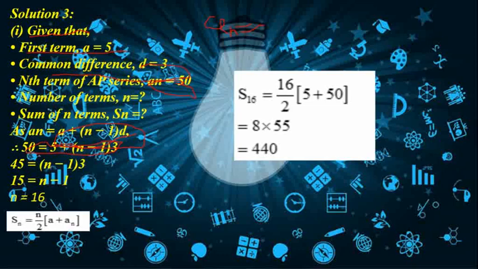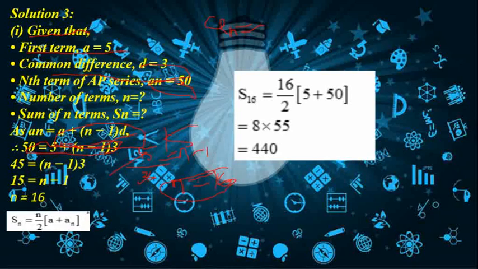By substituting, we get 50 is equal to 5 plus n minus 1 into 3. Now transpose 5, we get 45 is equal to n minus 1 into 3. Now 45 by 3 is equal to n minus 1. So 3 15s are 45. So what will be the value of n? That is 16. Hence we got the number of terms as 16.